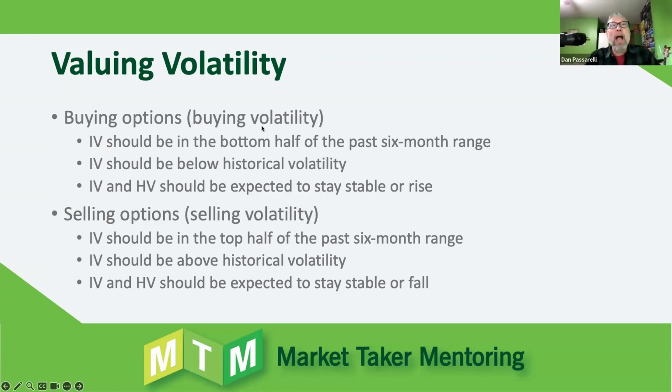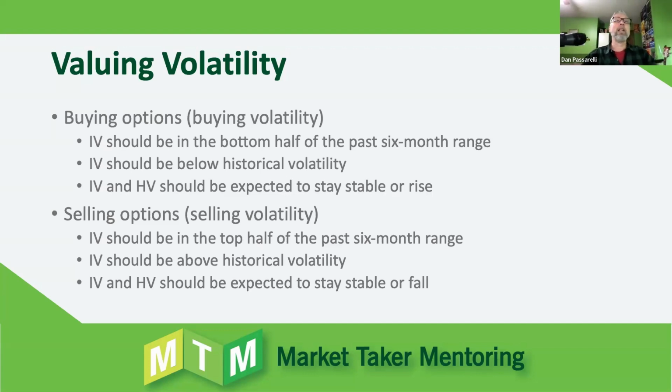So if I'm ever buying options, I'm buying volatility. Those of you who watched my series on the Greeks, right? If I buy an option, I get positive vega. I also get positive gamma. Both of those are buying volatility. So if I'm buying options, I always want implied volatility to be cheap, like in the bottom half of the past 6-month range, below historical volatility. And I should probably be expecting a rise in volatility.